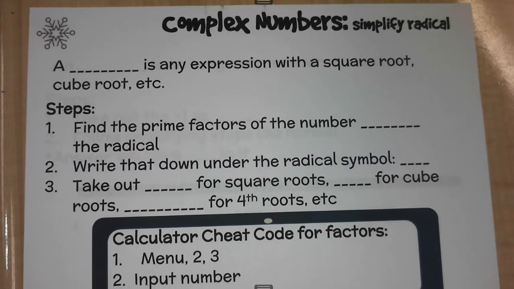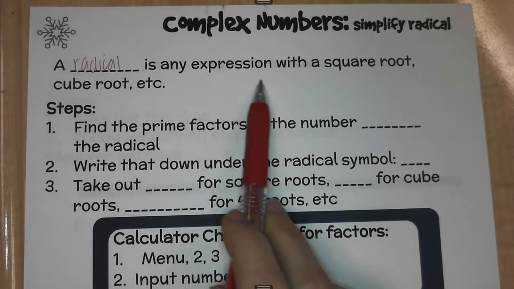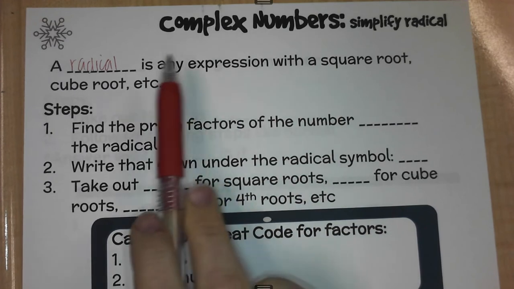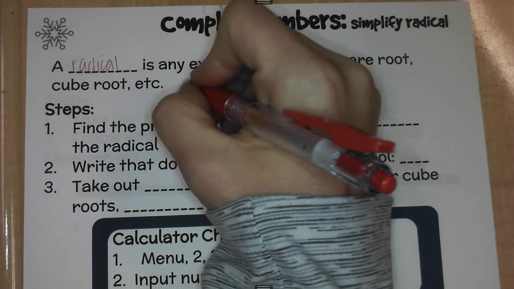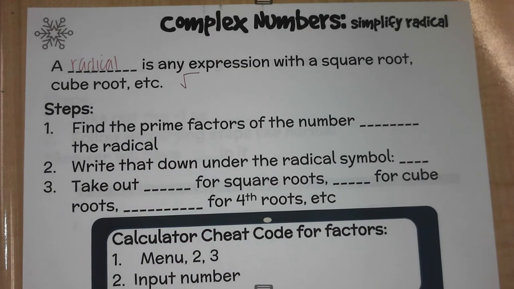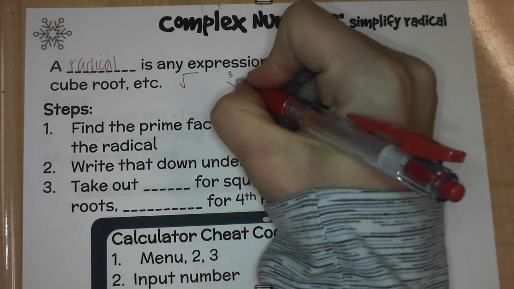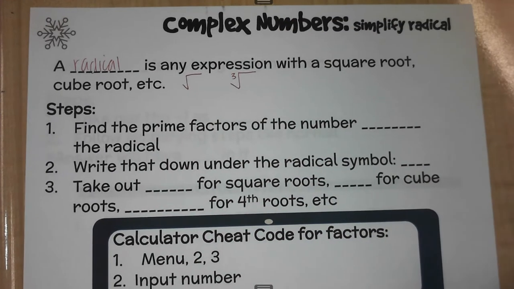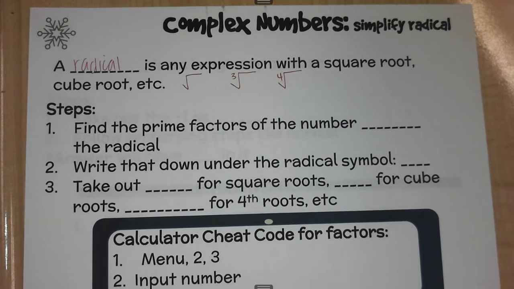Simplifying radicals. What is a radical? A radical is just another term for any expression with a square root, a cubed root, or fourth root, etc. So it's this little symbol. This is the square root. A cube root has that little 3. A fourth root has this, etc., etc. Goes on and on forever.